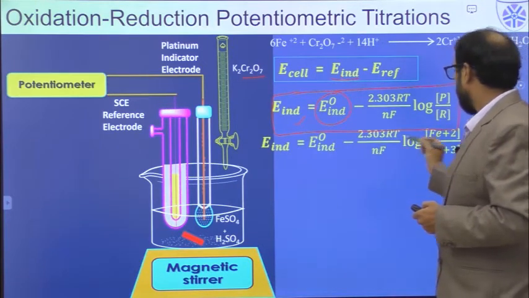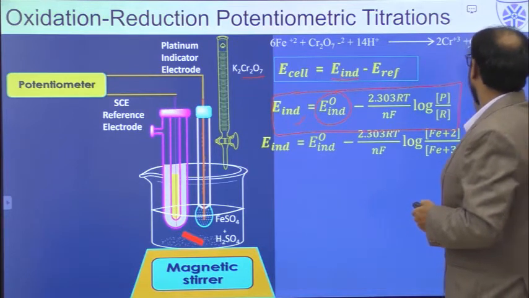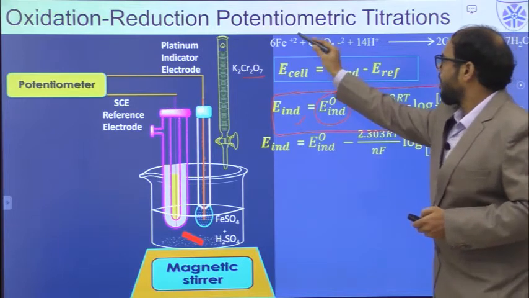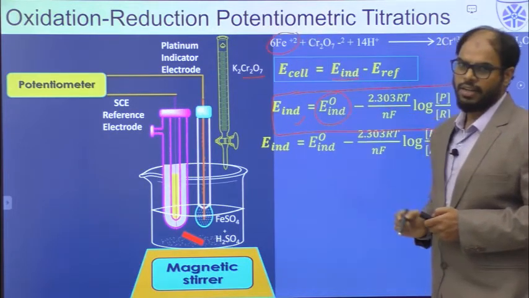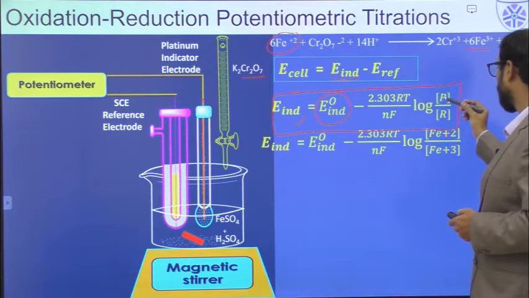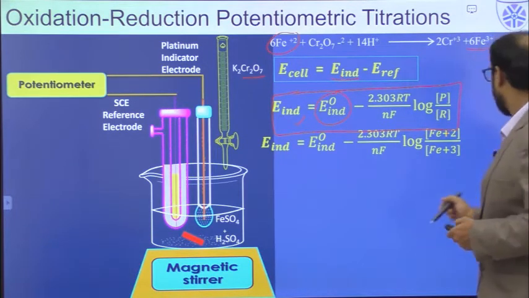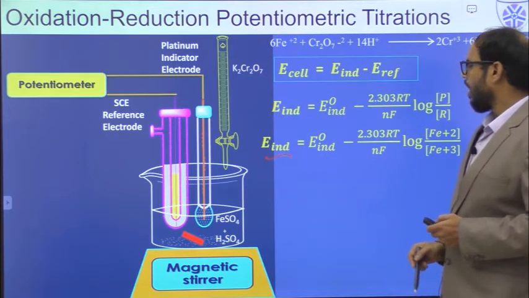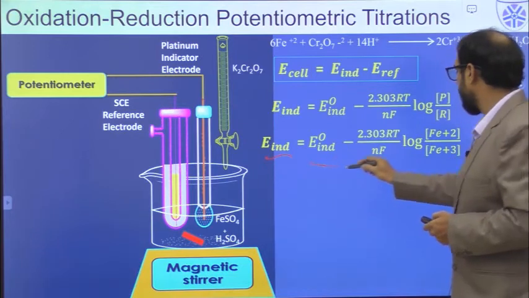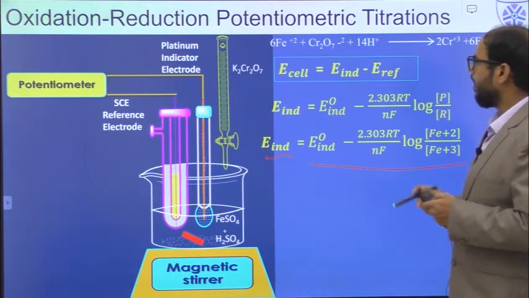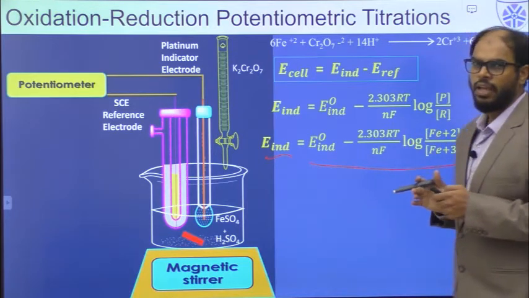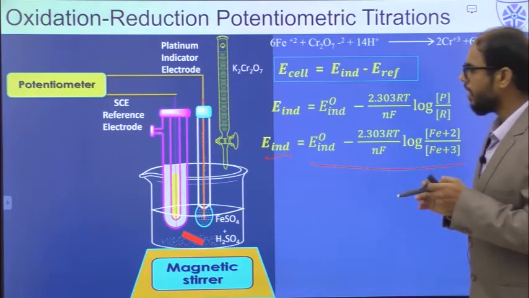Finally, we can say that we are having Fe+3 as the product, where Fe+2 is the reactant. When we substitute Fe+2 in the numerator and Fe+3 as the denominator, we get this final equation where the indicator electrode under non-standard condition can be given by this formula. This is a very good method to find out the potential of a simple oxidation reduction titration.